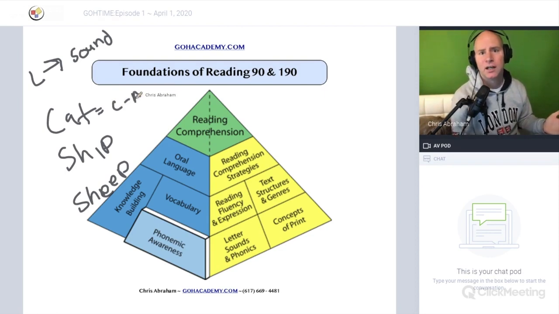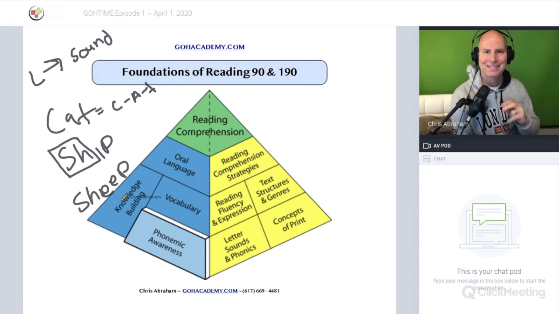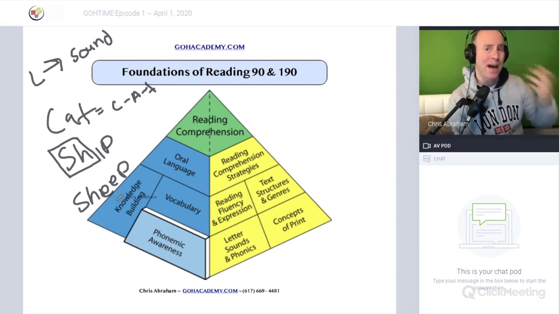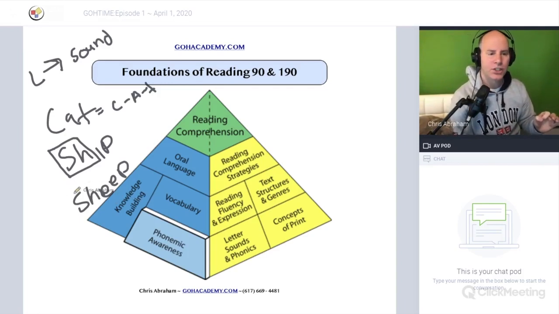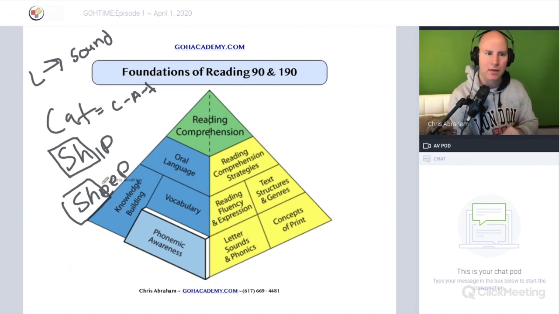So we have a k, a t. Okay, that's not that bad. The sheep is a little harder. This one has the SH. The SH are two consonants that make one sound, and we call that what? What phonics rule is that? That's a digraph, more specifically a consonant digraph. And in the word sheep, it has that same consonant digraph, that phonics rule. A consonant digraph is a phonics rule where it's two consonants that make one sound.